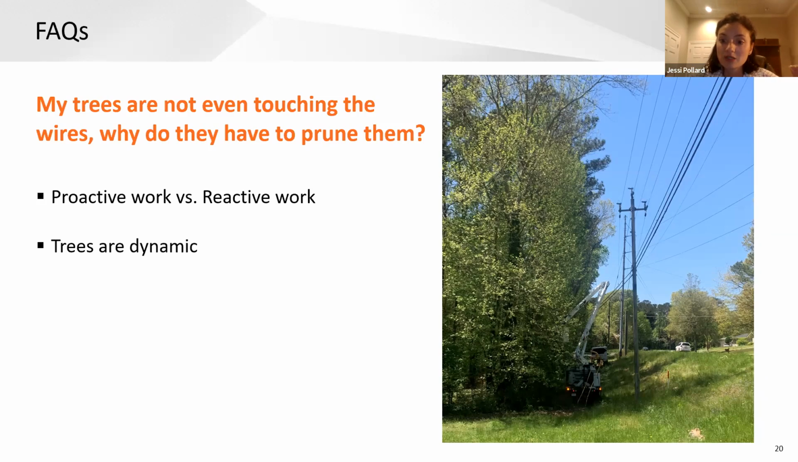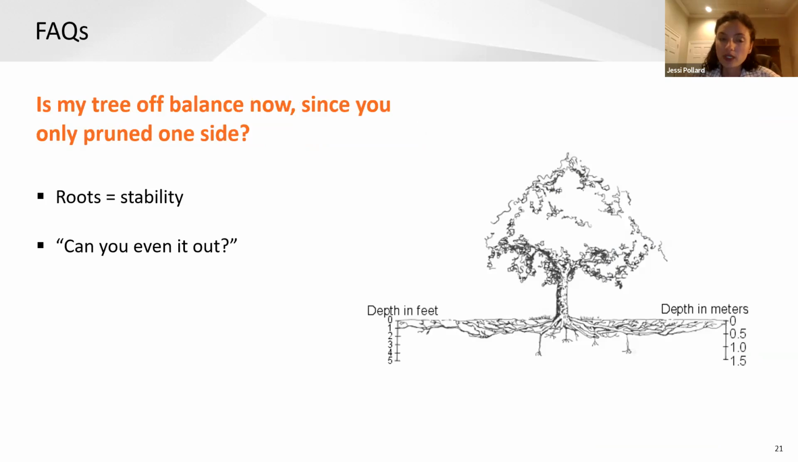So I won't see these people again for 3 more years, most likely. So they've got to get that clearance from the line. Another one we get is, is my tree off balance now, since you only pruned one side of it?